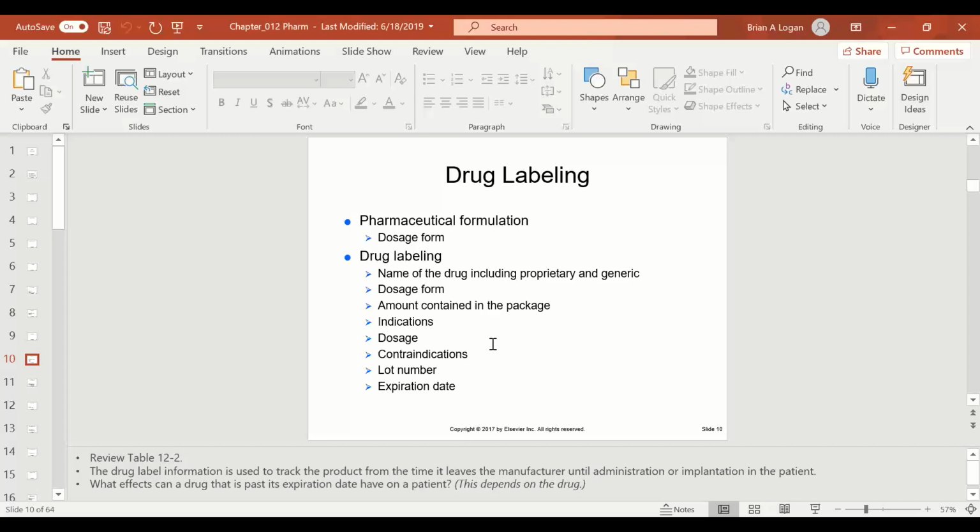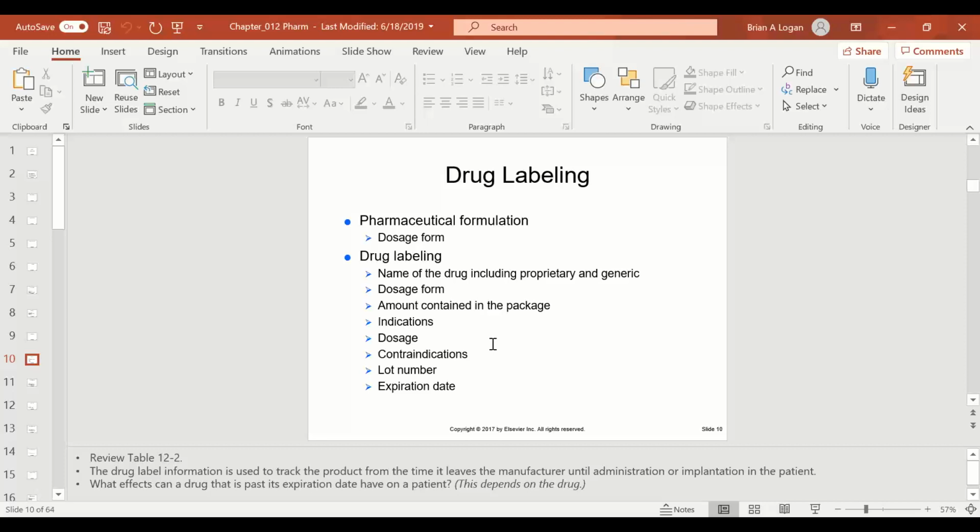On the label itself, you'll have the name of the drug. Usually, the trade name and the generic name will be on the label. Its dosage form, oral, buccal, those kind of things, sublingual. How many you have in the package, or how much, if it's liquid, how much liquid, how many ounces. The indications, what are you taking it for? The dosage, how much is it? Is it 20 milligrams? Is it 100 milligrams? Is it 1 gram? That's your dosage. Right? Contraindications.